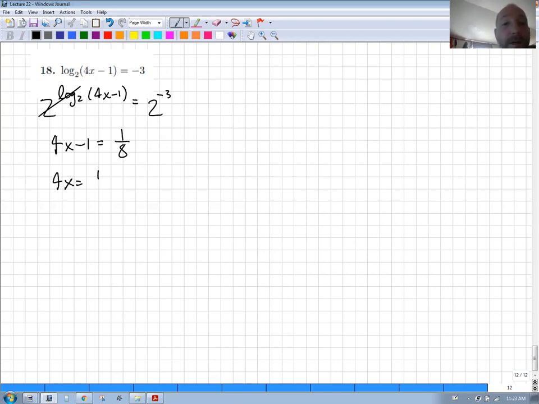So we add 1 to both sides. 1 is 8/8. So this gives us 9/8. So divide both sides by 4. 8 times 4 is 32. 9 divided by 32. So 3 decimal places is 0.281.